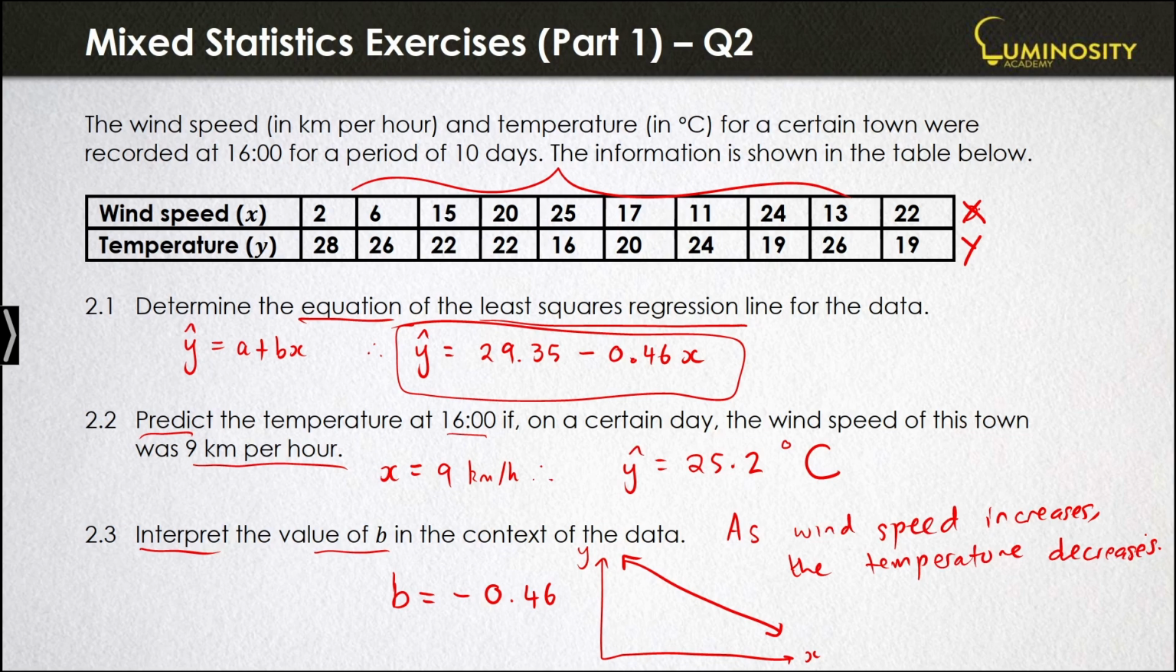All right, so this has been question 2 for mixed statistics exercises part 1. Remember that the important information that you're looking for in your table is your independent variable and your dependent variable, so that when you put that information into your calculator, you don't mix them up. If you mix them up, you're going to get radically different answers. So it's vital when you're reading the information in the question that you establish x and y correctly before you put the data in.